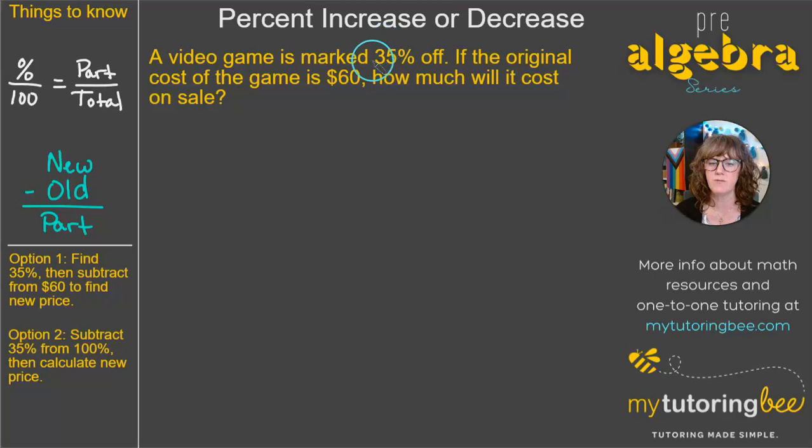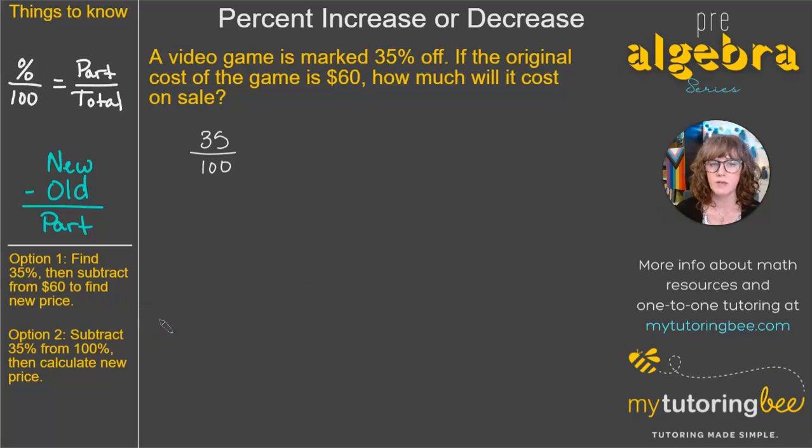Now, this 35%, a lot of times we'll see that and we'll want to go ahead and put that in the fraction over 100. However, let's think about what we are actually trying to find here. We want to know how much it will cost on sale. So we want to know what is the percentage that we are paying for. 35% is the percentage that we can take off of the price, but then what's left over? What are we actually paying for? So that is one way to look at it.